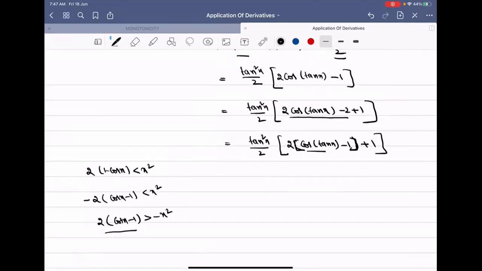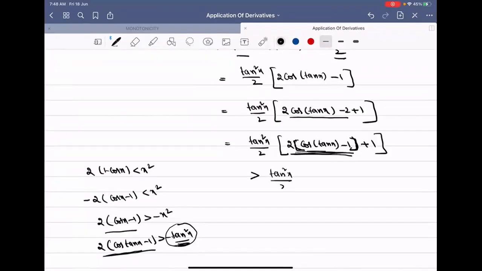So if you replace this x with tan x, then 2 cos of tan x minus 1 is greater than tan square x, or not? Now if you replace 2 times cos of tan x minus 1 with minus tan square x, this is again less than this quantity, or not? Yes, we are replacing 2 times cos of tan x minus 1 with its lesser quantity. Therefore, this becomes less than. The next expression is tan square x by 2 is less than minus tan square x plus 1.